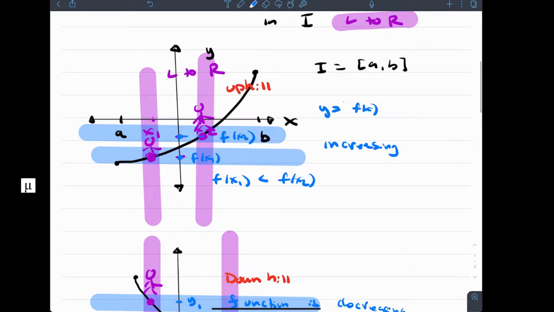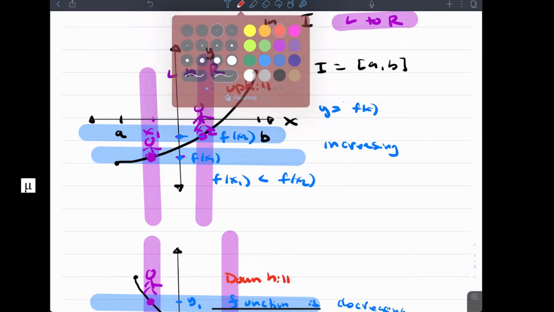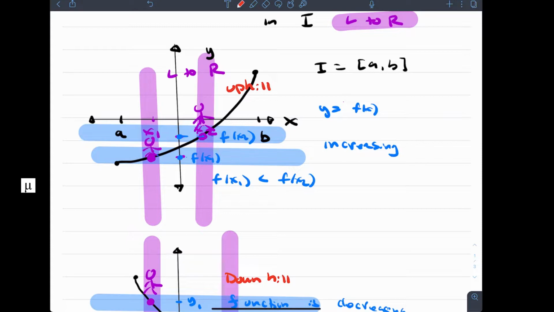So if I just take a point on this curve, right? Let me go back here. Here's what I want to remark to you guys. I'm going to take any point on this curve. This is our increasing interval from A to B, right?